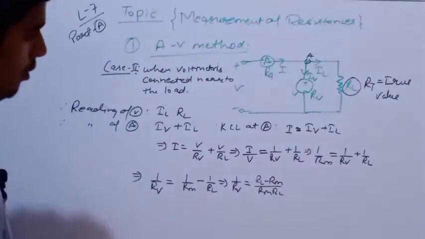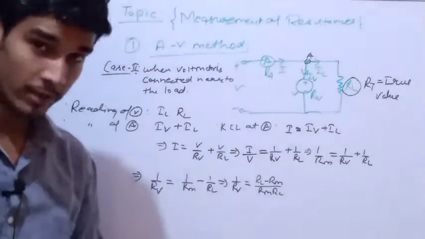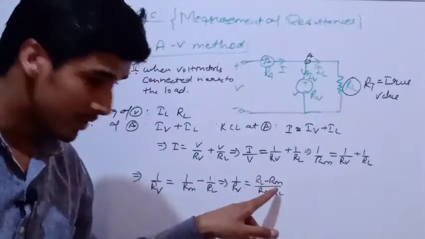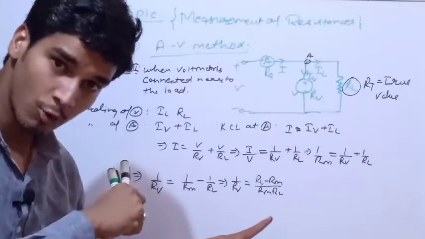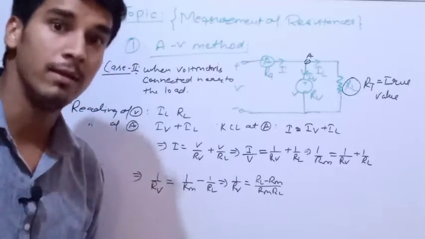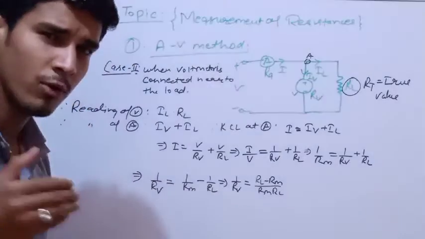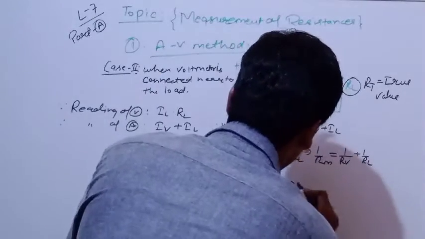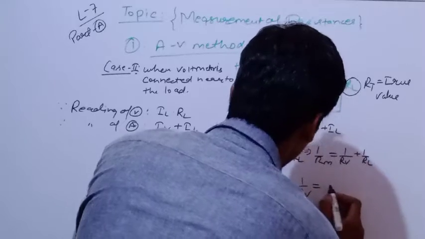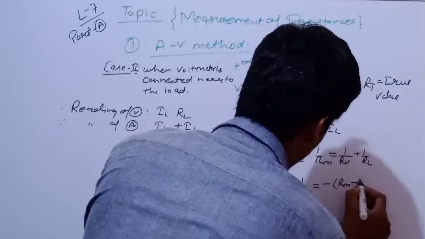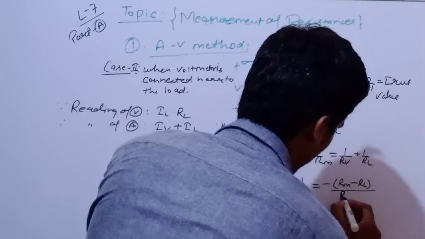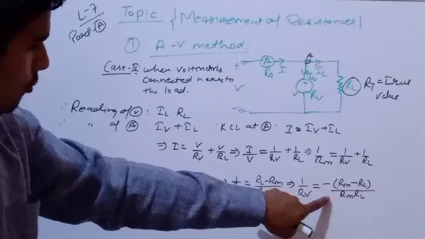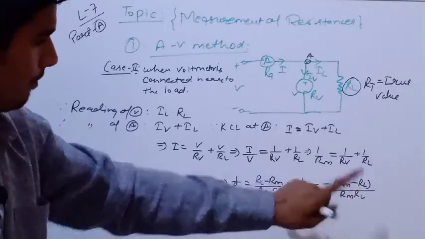RM. So what do you take in the last? Measured value minus true value. So it is true value minus measured value, so you have to take minus as common to make it RM minus RL term. Okay, because this term is going to be used in the upcoming steps. So here 1 upon RV is equivalent to minus (RM minus RL) upon RM RL.